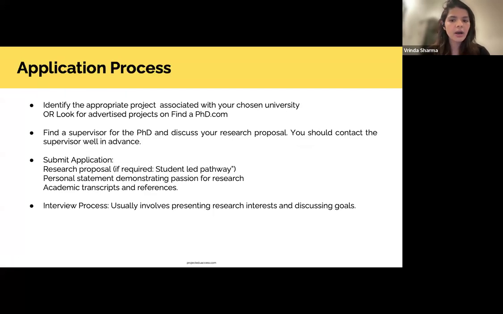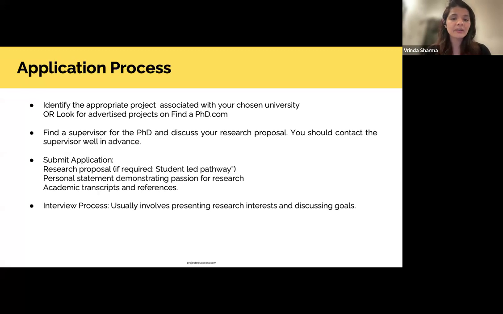Then, how do we identify the appropriate project? So you either choose a university first and see that, oh, I like this university and I like these professors. Let me see if there are projects available. Or you can go for advertised projects that are going to be on findaphd.com kind of sites, and you'll be able to look at all of those projects over there.